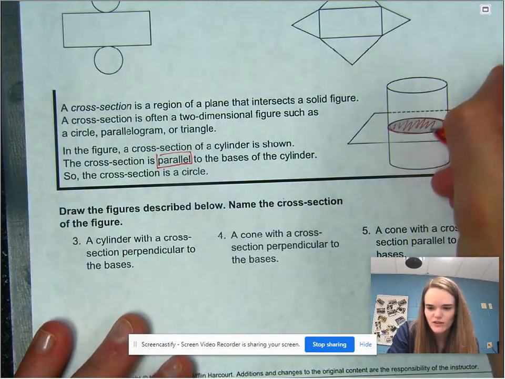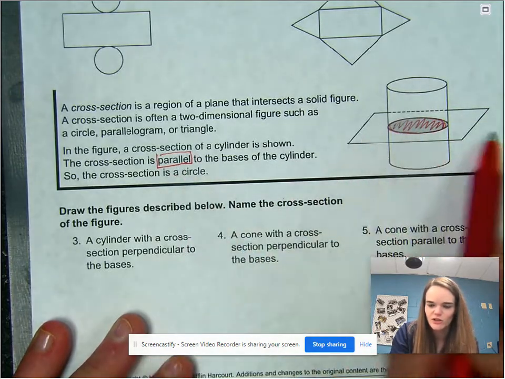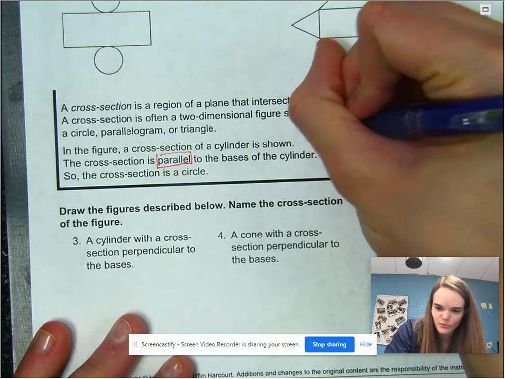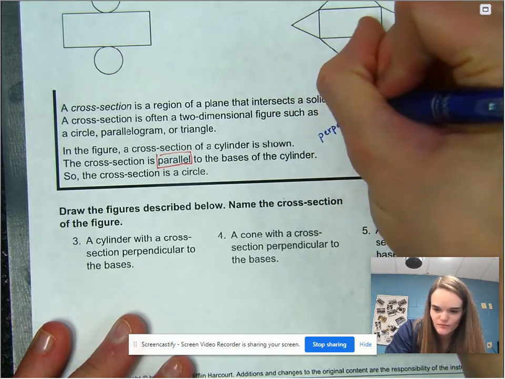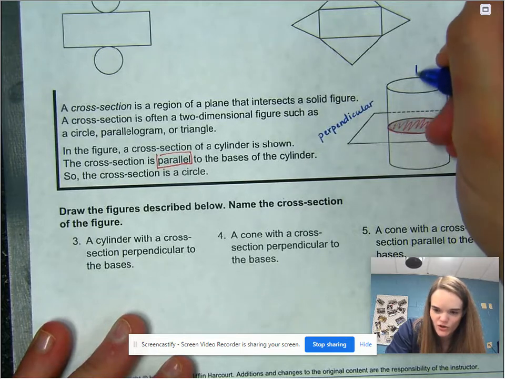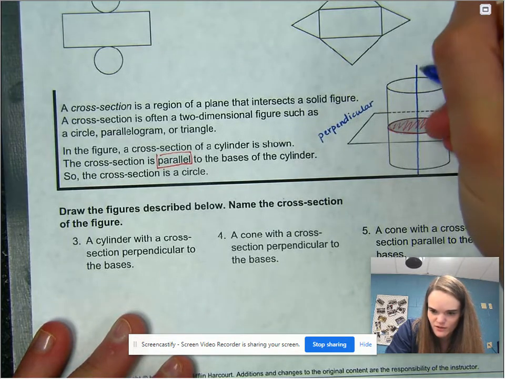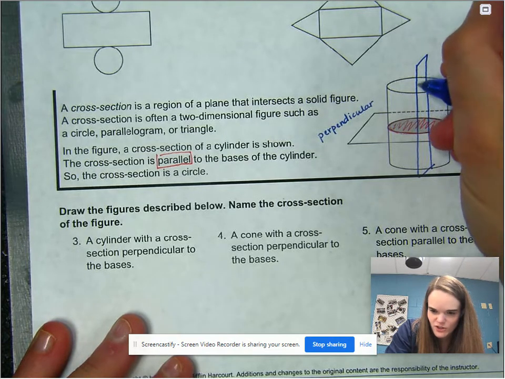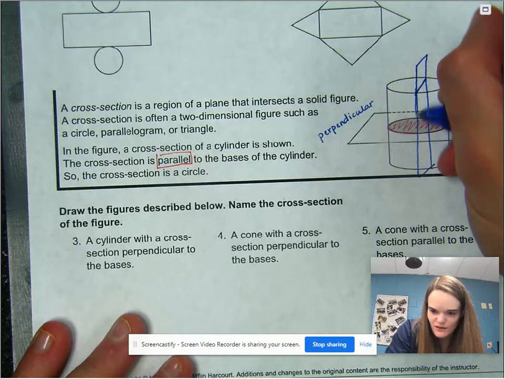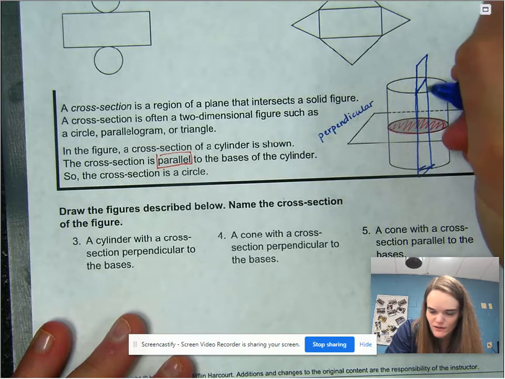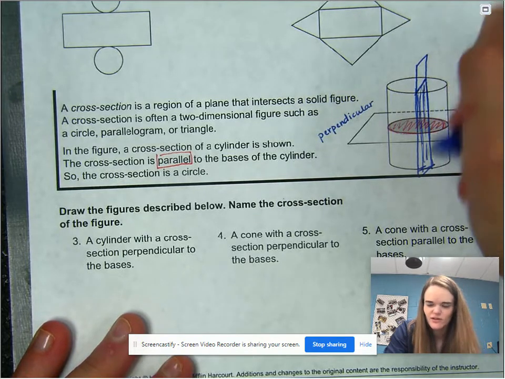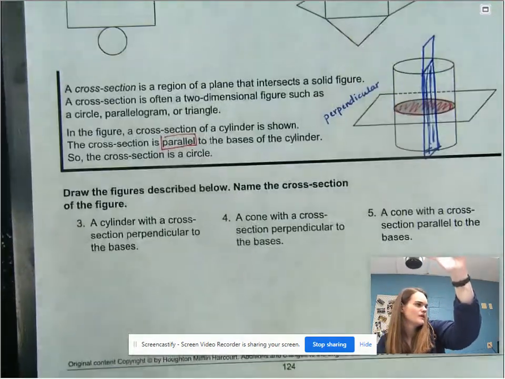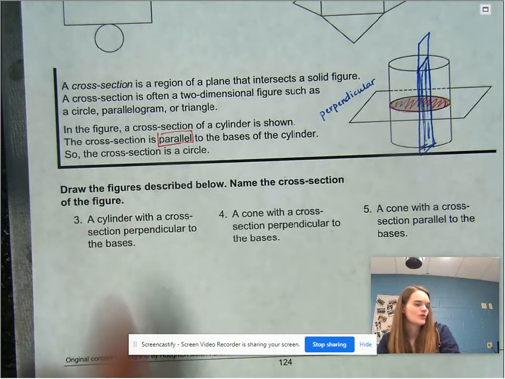I want you to understand the difference between a parallel, this is parallel cross section, and a perpendicular cross section. I'm going to put that in blue. A perpendicular cross section would cut it through here. And it would actually create a rectangle in a cylinder. So you need to know the difference between the two. Okay. And I actually therefore just answered number 3.